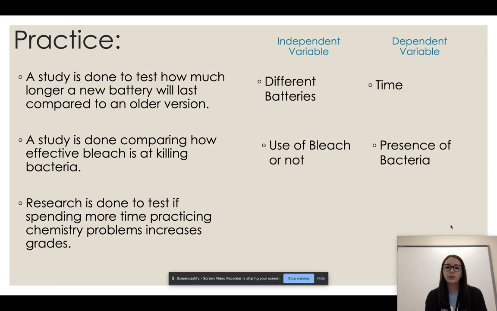So right there, I know that research is done to test if spending more time practicing chemistry problems increases grades. My independent variable is the time that I'm practicing chemistry problems, and my dependent is my grades. The reason why is I'm varying the amount of time I spend working on my chemistry. If I spend a lot of time, my grade can be very positive and reflect that by having a high A. If I spend little to no time practicing, then my grade will reflect that I'm not using the practice or the materials given to me by Mrs. McCaslin. So I'm going to have a lower grade by spending less time studying chemistry.